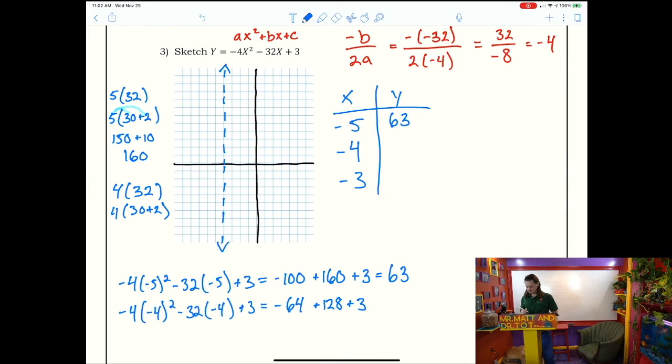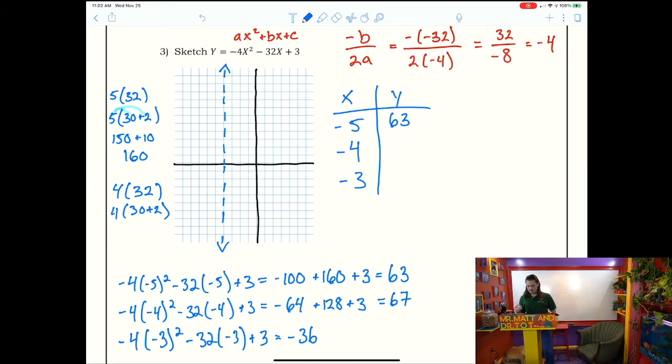So we're going to have negative 64 plus 128 plus 3 is going to give me 67. And then lastly, we have when x is equal to negative 3, negative 4 times negative 3 squared minus 32 times negative 3 plus 3. Negative 3 squared is positive 9. Positive 9 times negative 4 is going to be a negative 36.